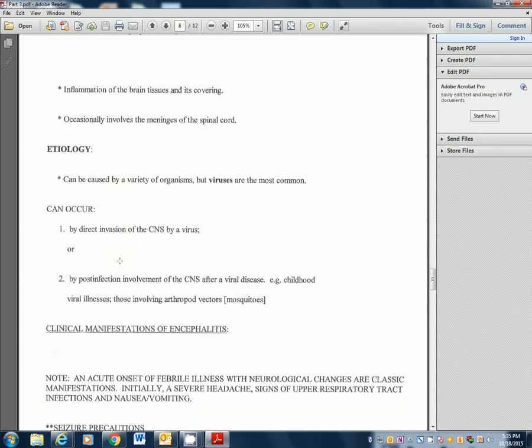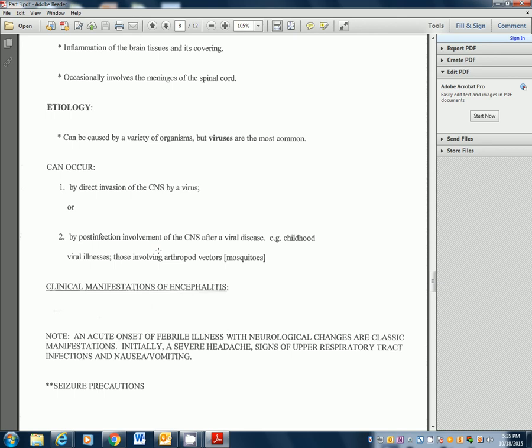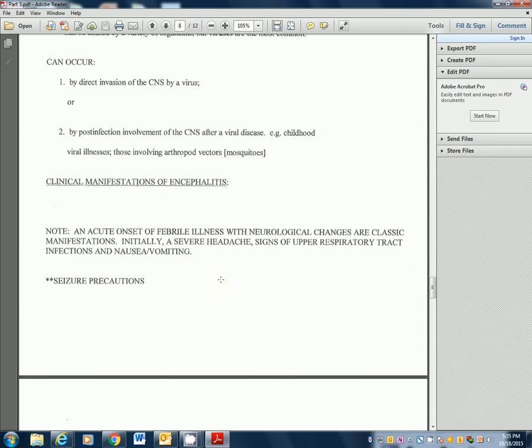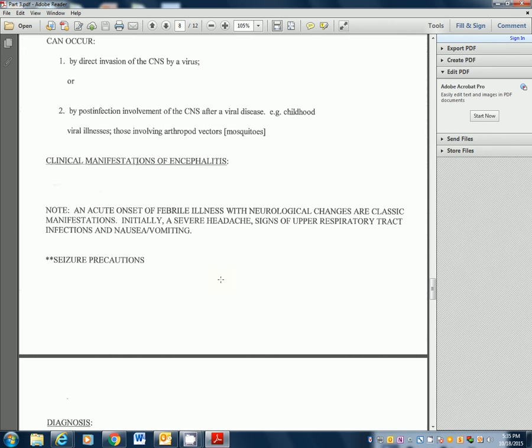It can occur by direct invasion of the central nervous system by a virus, or the most common way is post-infection involvement of the central nervous system after a viral disease, particularly those involving arthropod vectors like mosquitoes. So you want to question them about recent immunization, insect bites, travel. Of course, you would see this more in the hot summer months. Clinical manifestations of encephalitis is in your book, I believe, on page 954.